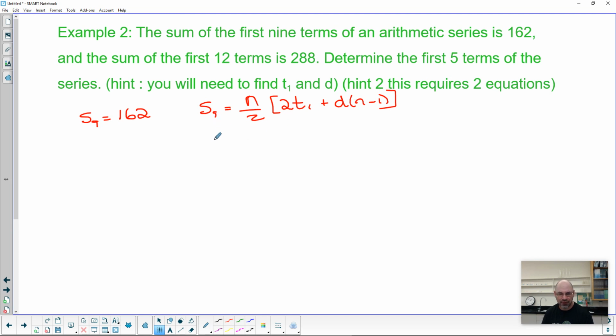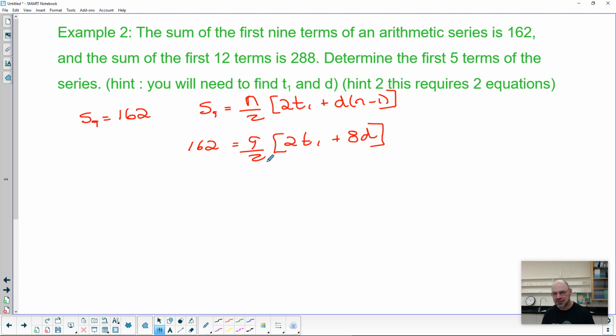So let's go ahead and put the 9 in. So this is actually 162, and this is going to be equal to 9 over 2, and we don't know what 2t1 is going to be. We don't know what d is going to be, but we know what n is, 9 minus 1, which is 8. So this is going to be 8 times d, so 8 d's.